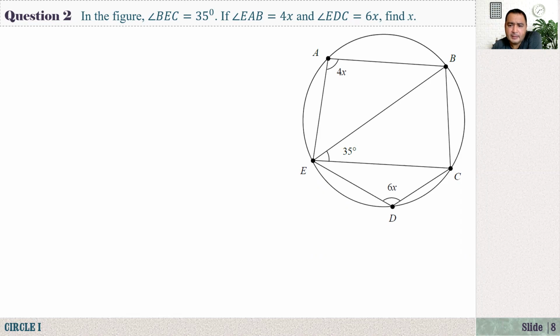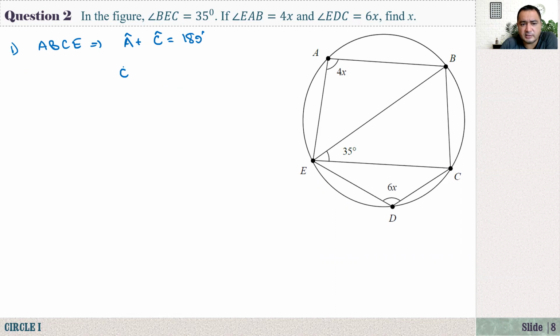ABCD is a cyclic quadrilateral. At the same time, EDCB is also a cyclic quadrilateral, right? So, number one, if you look at the quadrilateral ABCE, in this quadrilateral, since it is cyclic, angle A plus angle C is equal to 180 degrees.